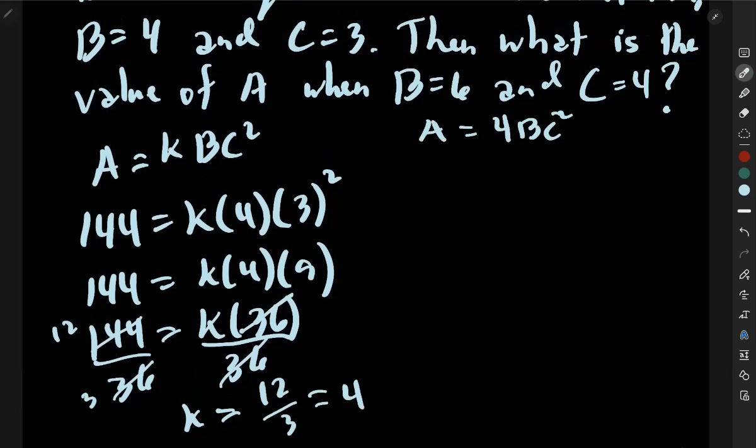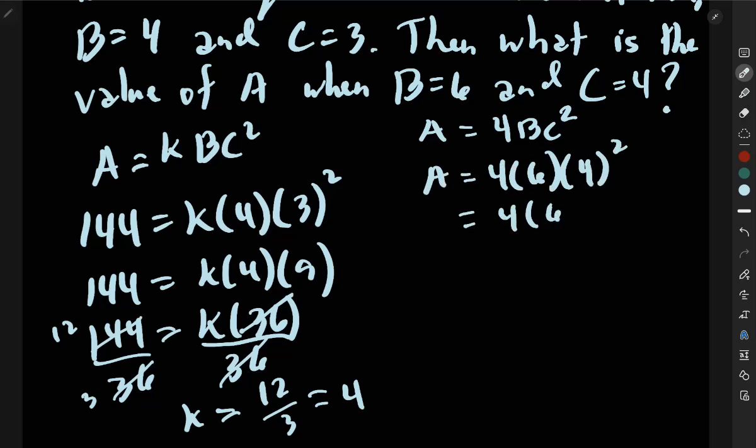Now let us solve this. Let me rewrite this squared. So what is the value of A when B equals 6 and C equals 4? So A is equal to 4 times the B is 6, C is 4. So 4 times 6, 4 squared is 16. So we'll just copy everything except for 4 squared, which is 16. And then let's multiply.